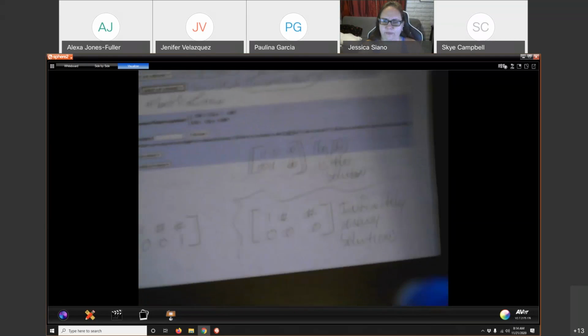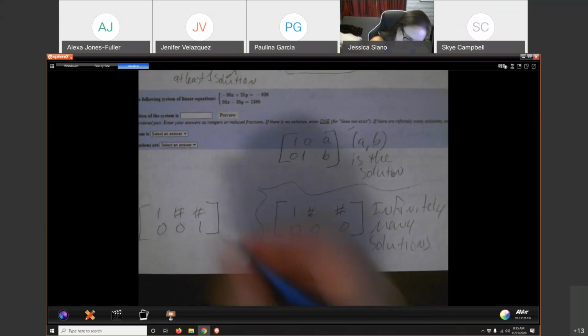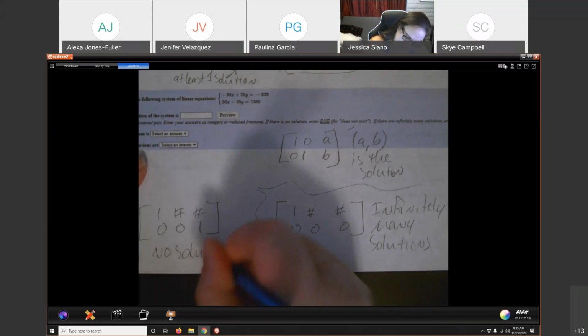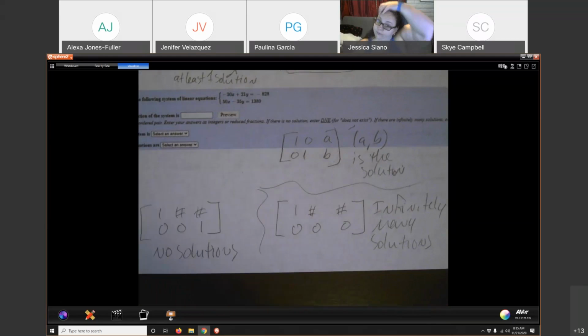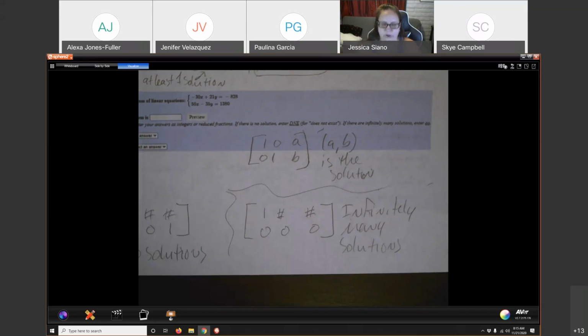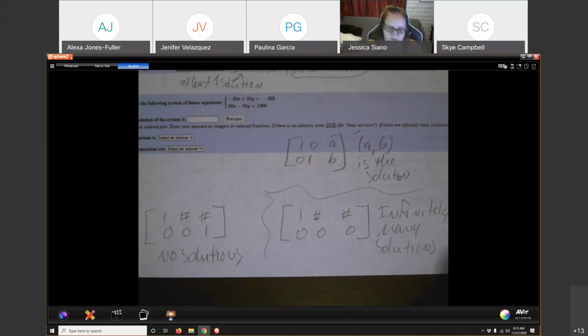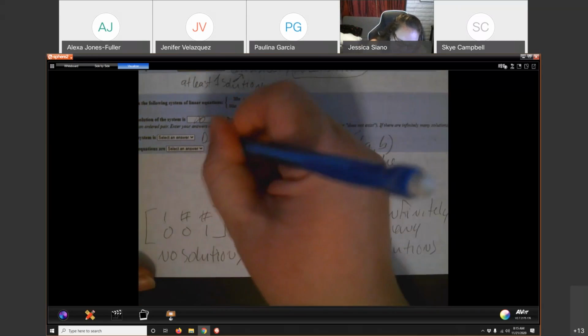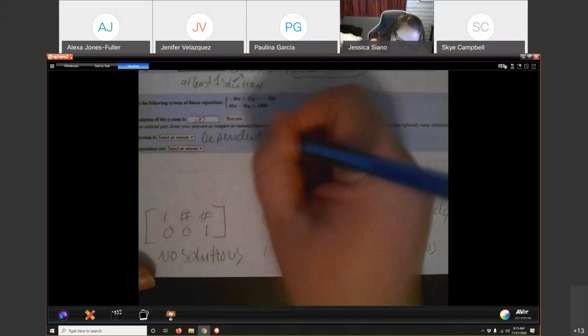I'm zoomed in all. There we go. So then you would put an infinity sign in here. And a system where you have infinitely many solutions means that the lines overlap. So your system is dependent and consistent.